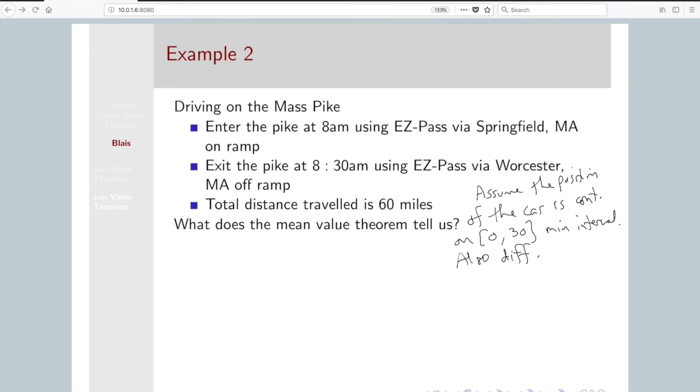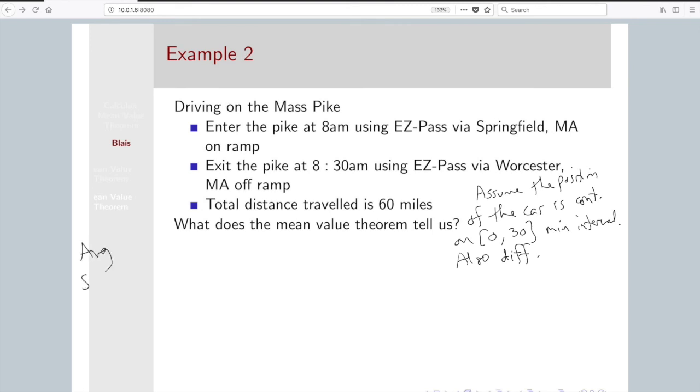So let's think about what you could say. Well, first of all, this driver was going pretty fast. We look at this and say, oh, the driver went 60 miles in a half an hour. So we know the driver averaged 120 miles an hour. So we can write that.